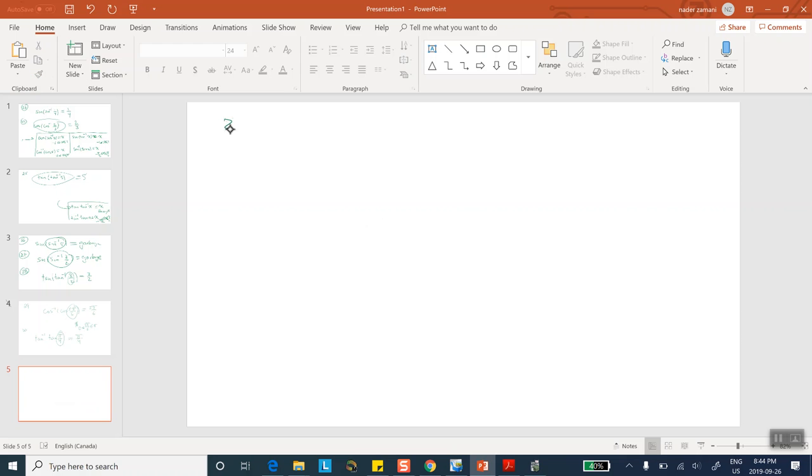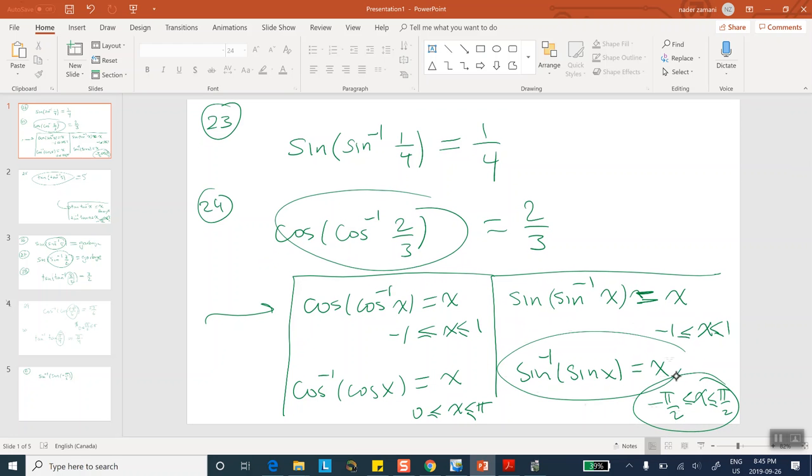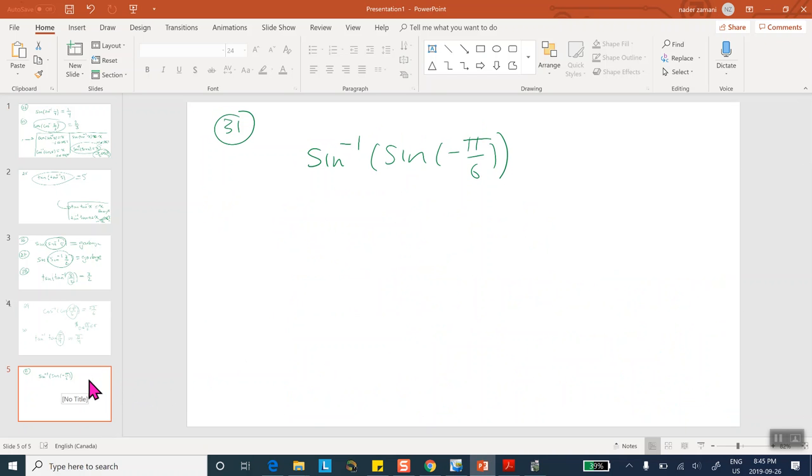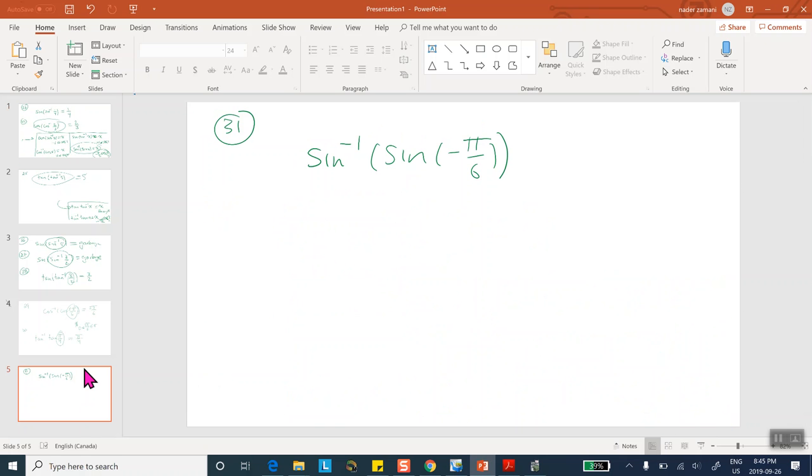This is number 31. It says sine inverse of sine of negative pi over 6. Okay, let me remind you that as long as the thing that you put in there is between pi over 2 and minus pi over 2, this is true. And the number that we had here was actually minus pi over 6. That happens to be right here. Minus pi over 6 is in this range, and therefore this is minus pi over 6.